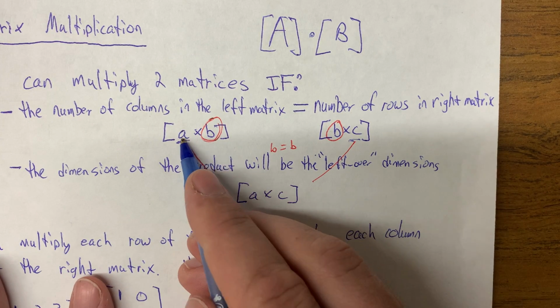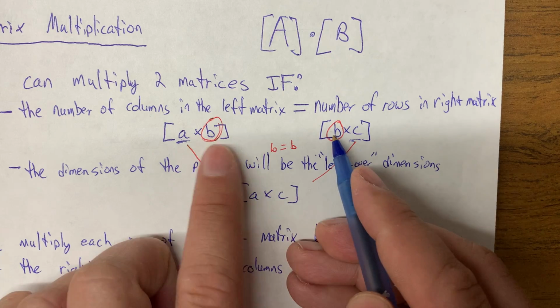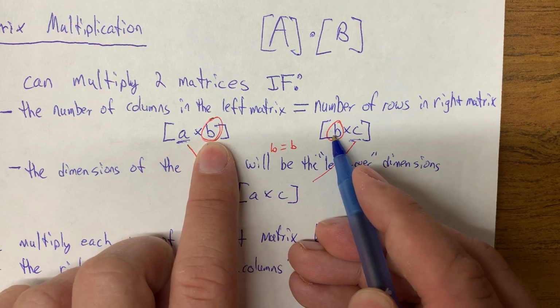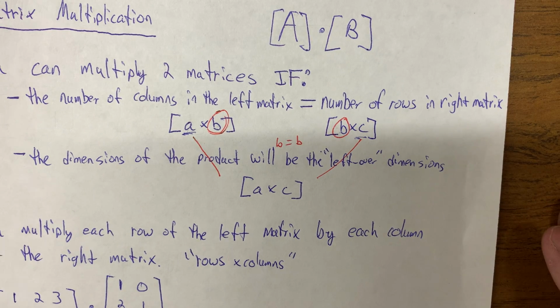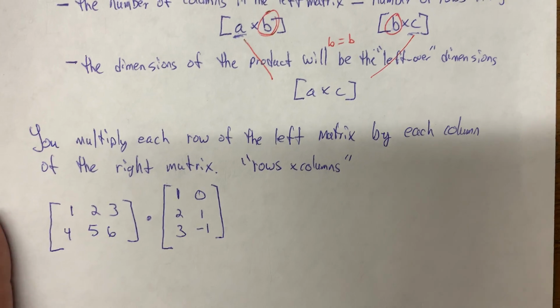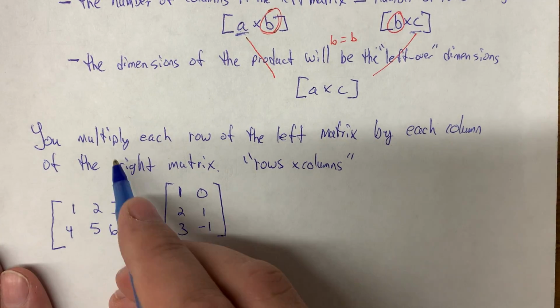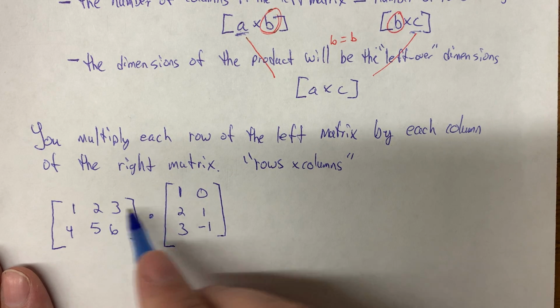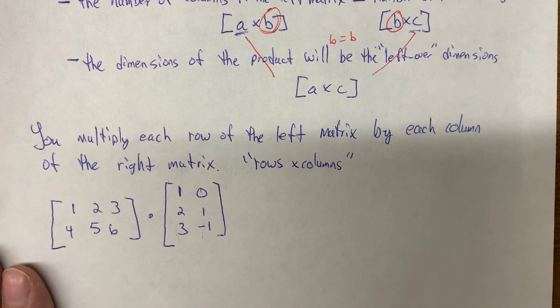If they don't have the same number of rows and columns, if this one isn't equal to each other, the product is undefined, okay? So let's look how this works. I'll explain in just a second. It's gonna be a little tricky. You multiply each row on the left matrix by each column on the right matrix.